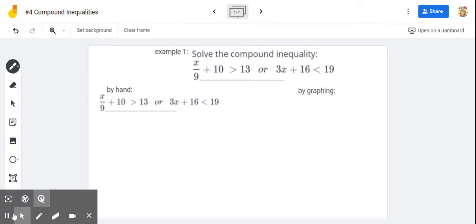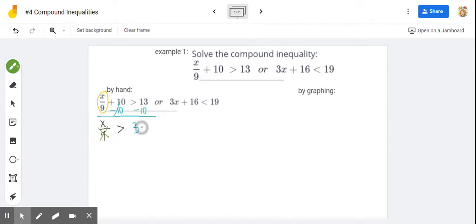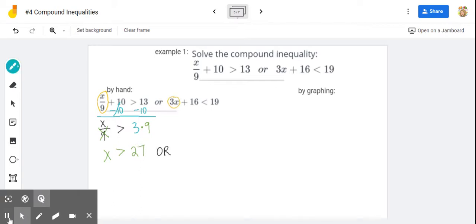So first things first, we need to solve for x. So we want to get this x plus 9 by itself, and how we do that is take away 10. When we take away 10 from 13, we get a 3 on the right side. And all I have to do is, instead of dividing by 9 from x, I need to do the opposite. So instead of dividing by 9, I'm going to multiply over by 9. So I end up getting that x is bigger than 27 for this first part.